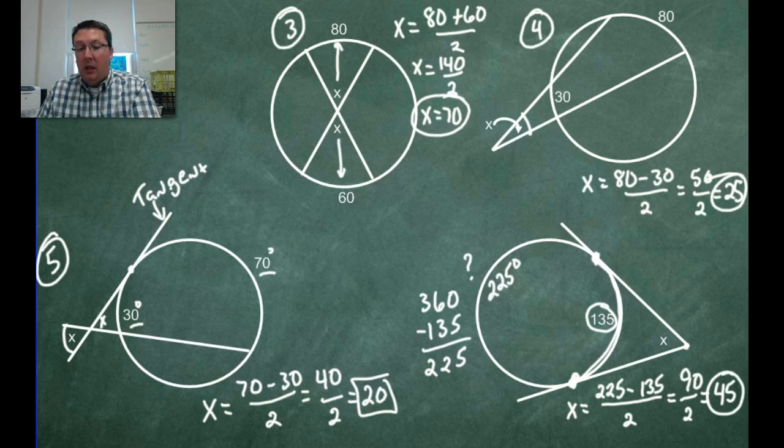Okay? So hopefully that wasn't too confusing. Remember, if the two segments intersect inside the circle, take the two arcs, add them together, divide by 2. If they intersect outside the circle, take the two arcs and subtract and divide by 2. That gives you your angle X.